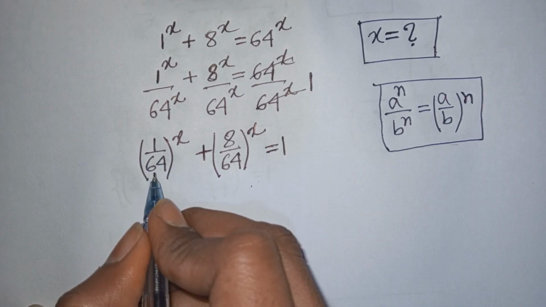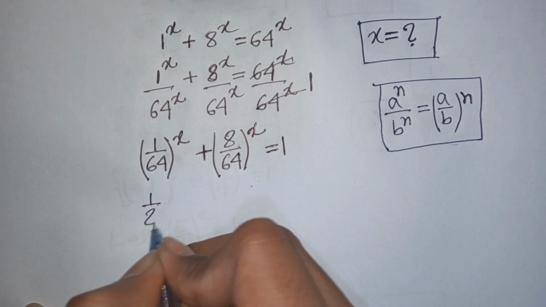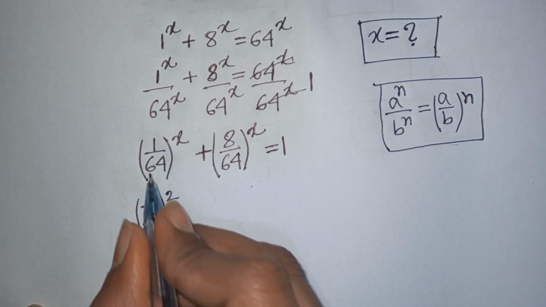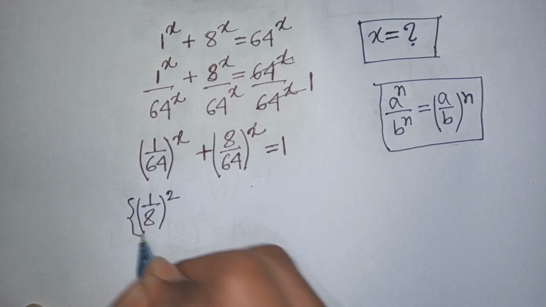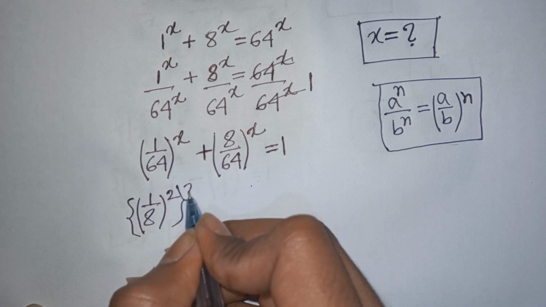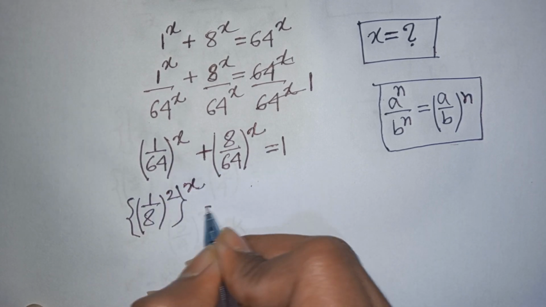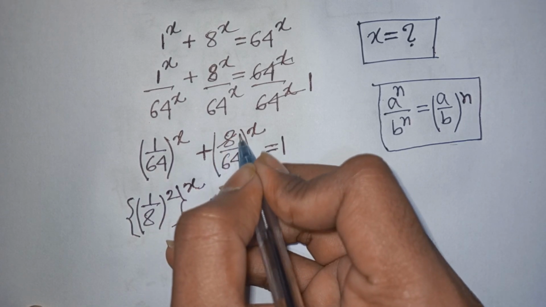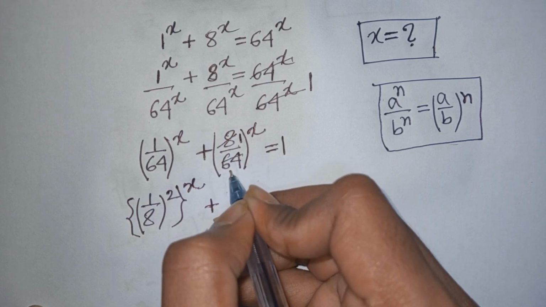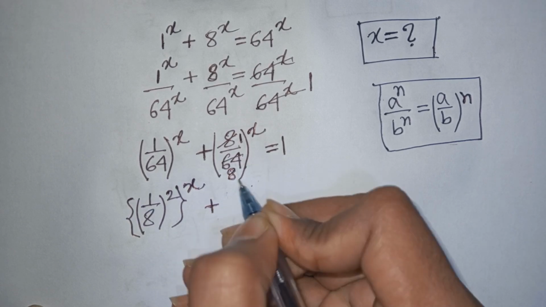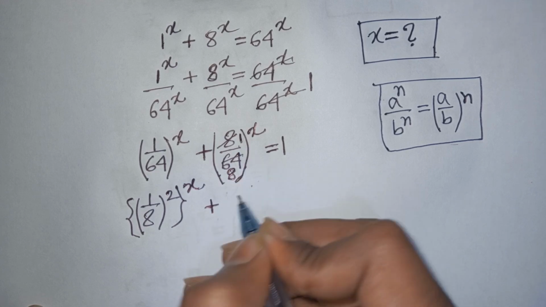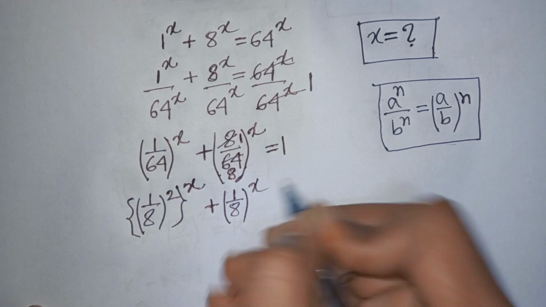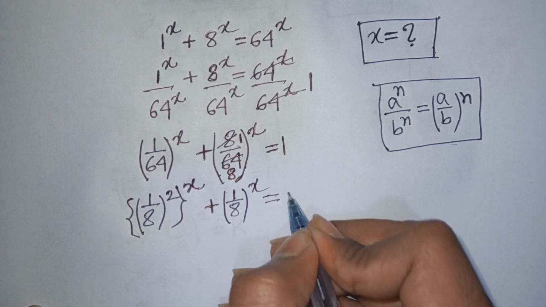Now 1 by 64 can be written as 1 by 8 bracket power of 2. 1 square is the same as 1, and over 8 square is the same as 64. Then this first bracket can be written as second bracket then power of x plus 8 divided by 8, that means it will be 1, and 64 divided by 8, that means it will be 8. So here we have 1 over 8 bracket power of x is equal to 1.